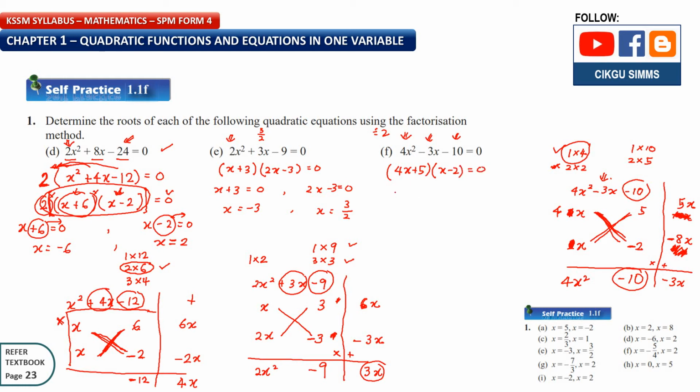So 4x plus 5 is 0. X minus 2 equals 0. And then x equals 2. Okay.